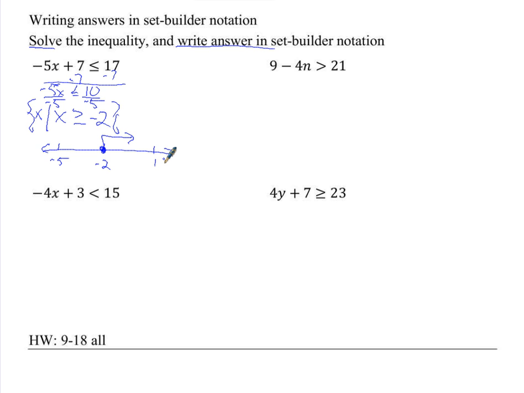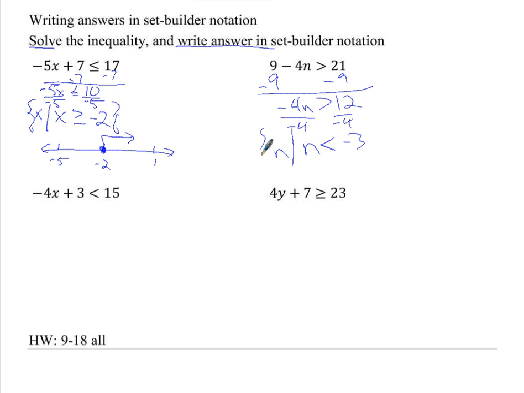Okay, the second one, what do we do? Subtract 9 from both sides. That's a positive 9. To get it to turn into 0, we subtract 9 from both sides. What do we get? 21 minus 9. 12. And now what? Divide both sides by negative 4. And we get, flip the inequality again because we divided by a negative, and we do get negative 3. So it's n is less than negative 3. That's ready to be put in set builder notation.